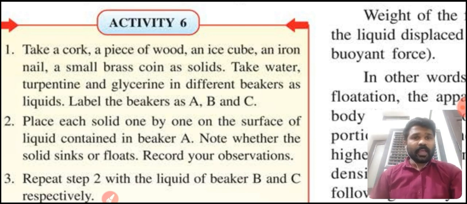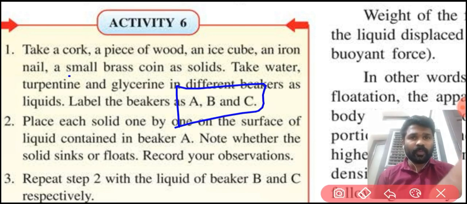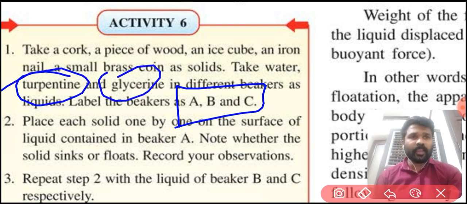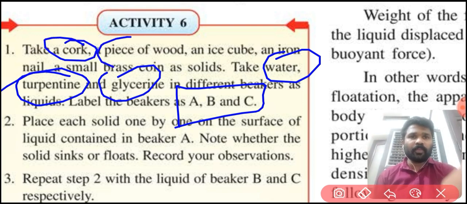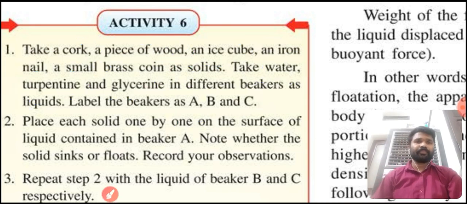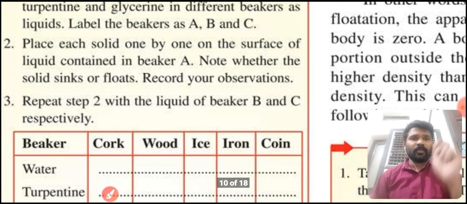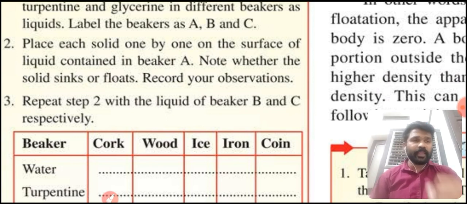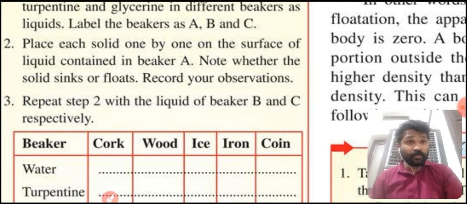Label the beakers as A, B and C. Okay, 3 liquids we have taken: turpentine, glycerin and water, and also the solid pieces: cork, piece of wood, an ice cube, an iron nail, a small brass coin. Place each solid one by one on the surface of the liquid contained in beaker A. Note whether the solid sinks or floats. What we have to observe? Whether the solid sinks or floats. Record your observations.